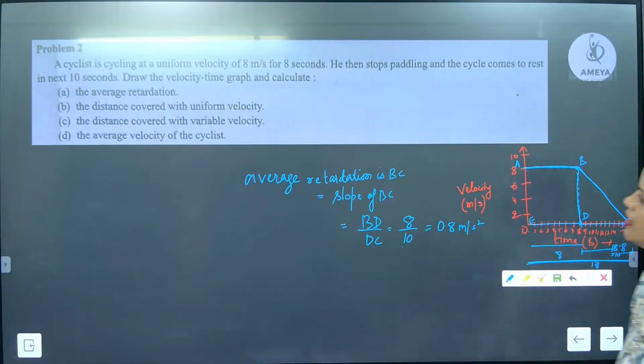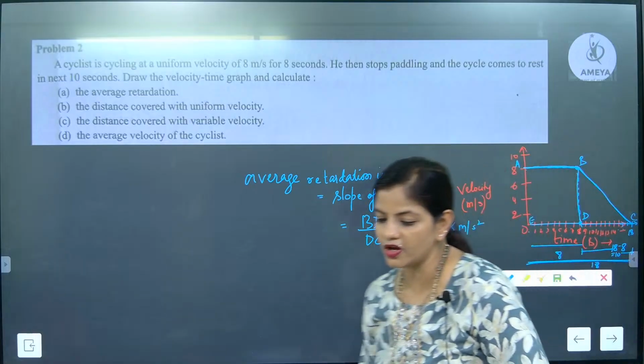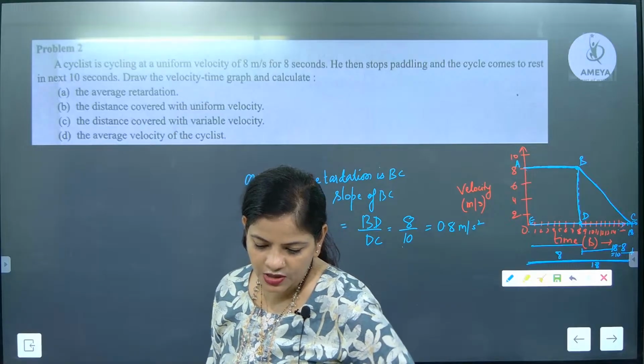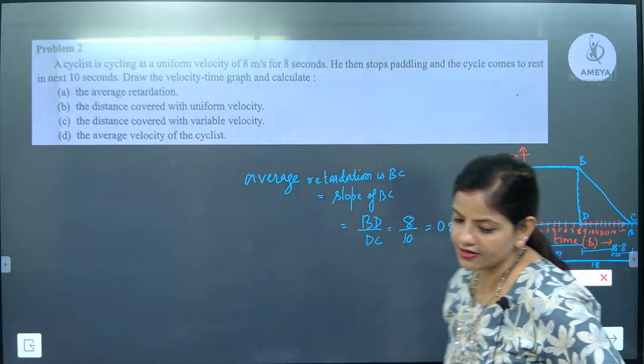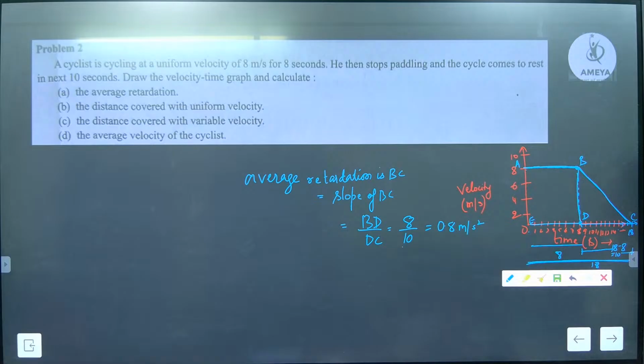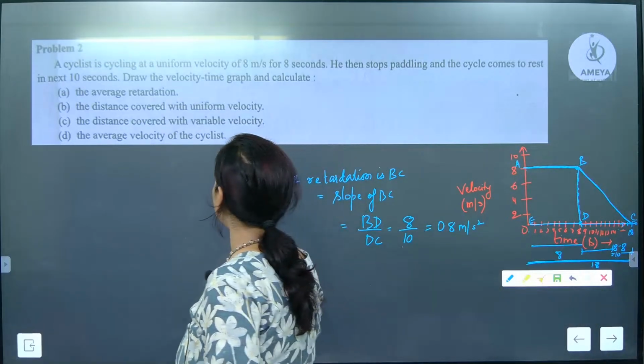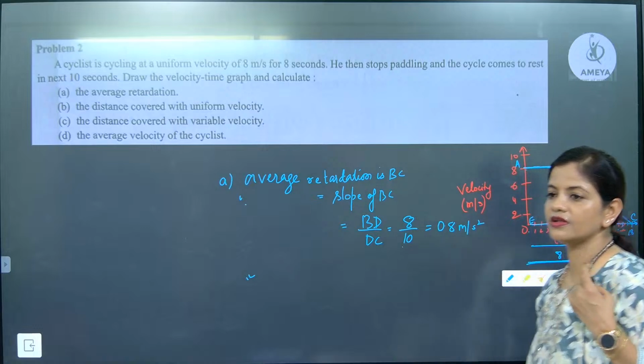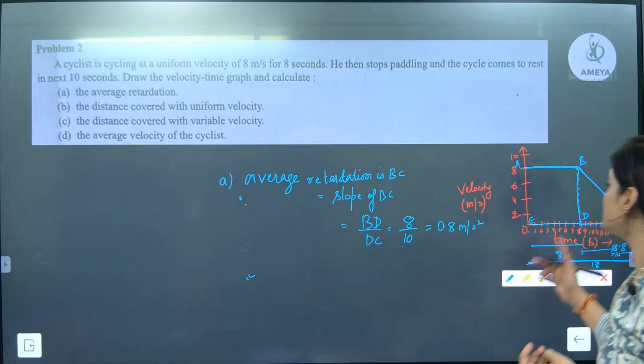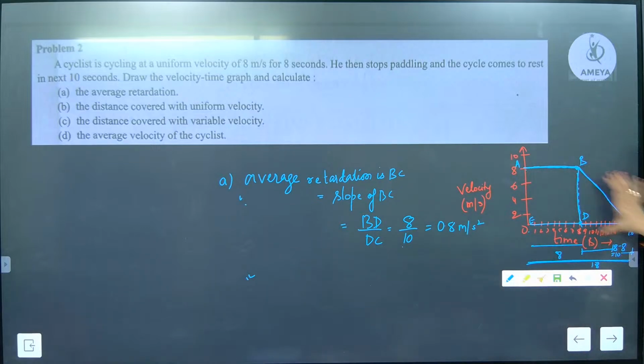First question over. Now the distance covered with uniform velocity. Come on, go for it. What is the distance covered with uniform velocity? Very good, beta. 8 by 10, that is 0.8. That's correct. Second part of the question. This is the first question. Note down. First part understood, na beta? Retardation is slope only. And slope means this by this. Distance is area under the graph. Area under the speed time graph is distance. Area under a speed time or velocity time graph is distance.